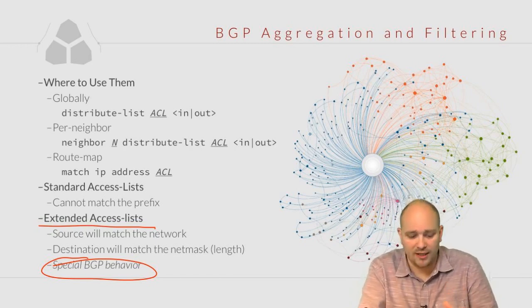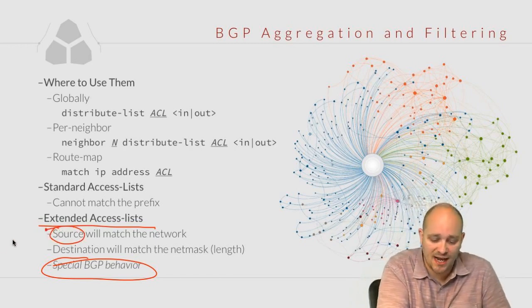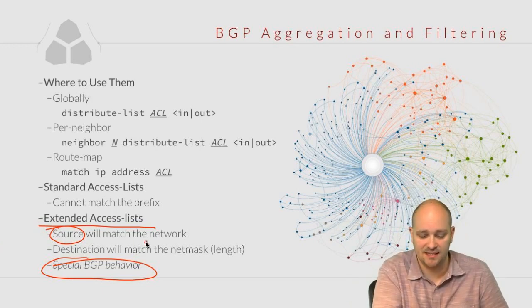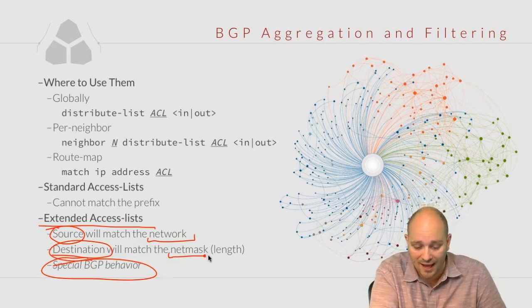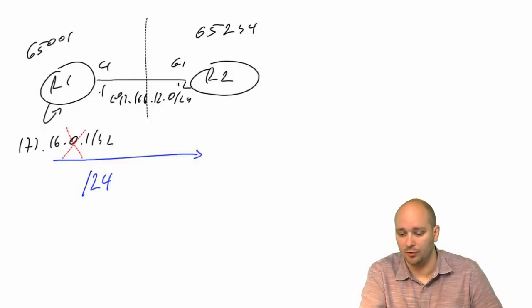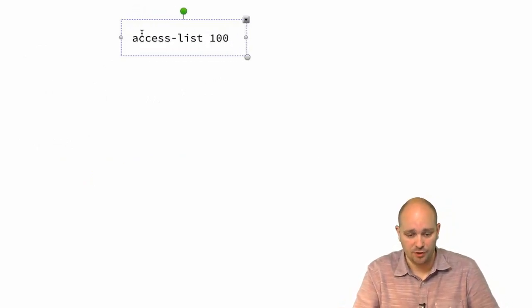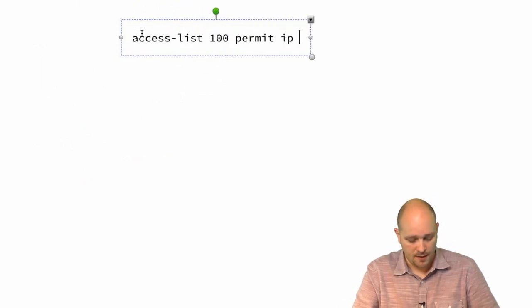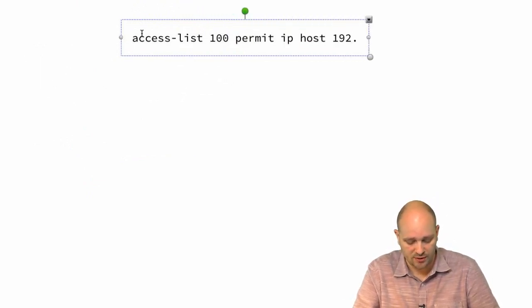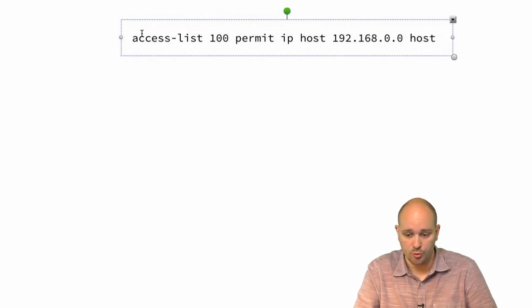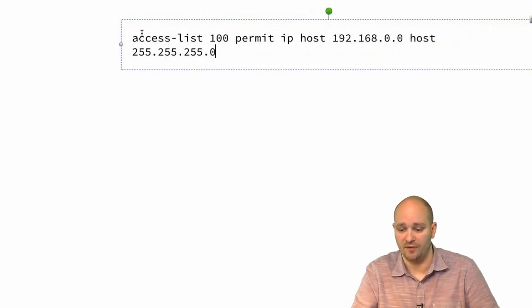Now, what I'm talking about is using the source IP address in the extended access list to match the network, and also using the destination IP address in the extended access list to actually match the net mask. What I'm talking about is writing an access list that looks something like this. So I'm going to say access list 100 permit IP, and then say, for example, host 192.168.0.0, host 255.255.255.0.